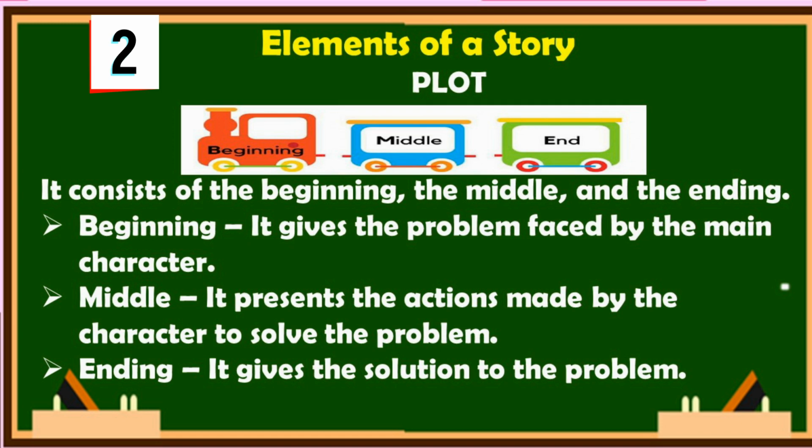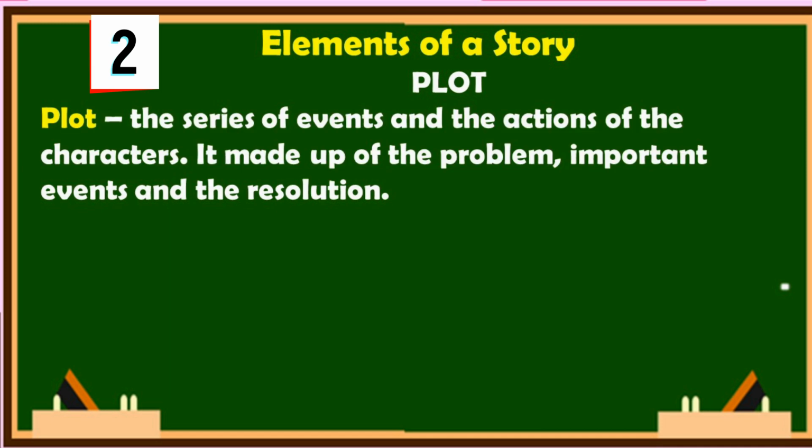Plot simply consists of the beginning, the middle, and the ending. The beginning gives the problem faced by the main character. The middle presents the action made by the character to solve the problem. And the ending gives the solution to the problem. Take note that plot is the series of events and the actions of the characters. It is made up of the problem, important events, and the resolution.